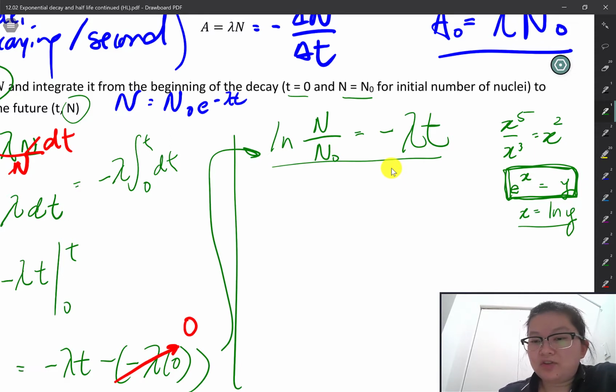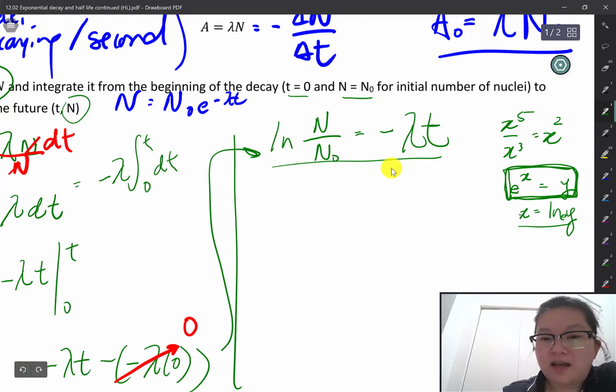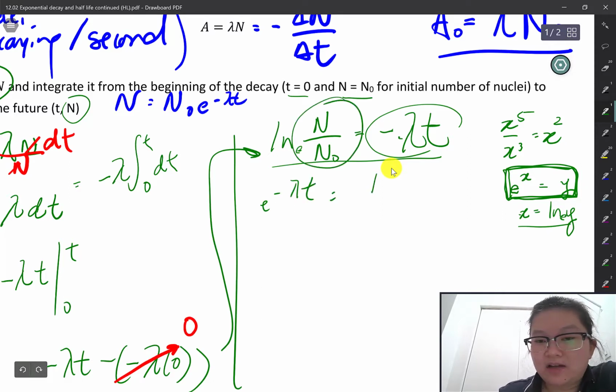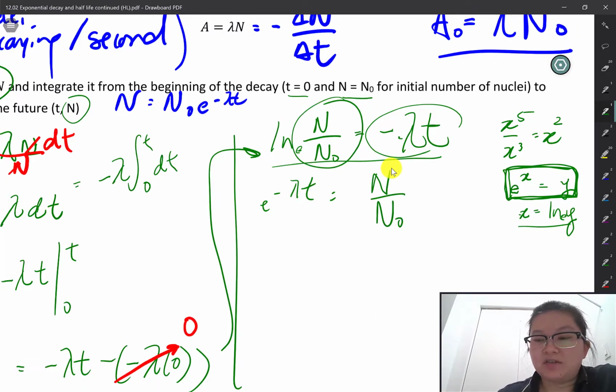I think of it this way: I imagine that there's an imaginary e down here, and then I take e to the power of x, which is going to give me y. So I'm going to do that here, in which e to the power of negative lambda t is going to give me n over n naught. That's what I get, based off the definition of a logarithm.